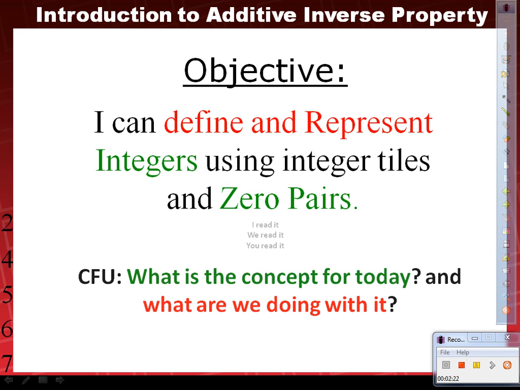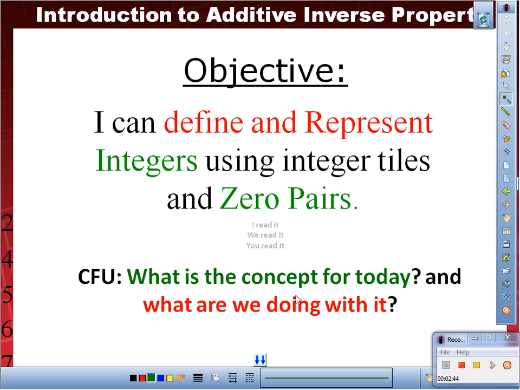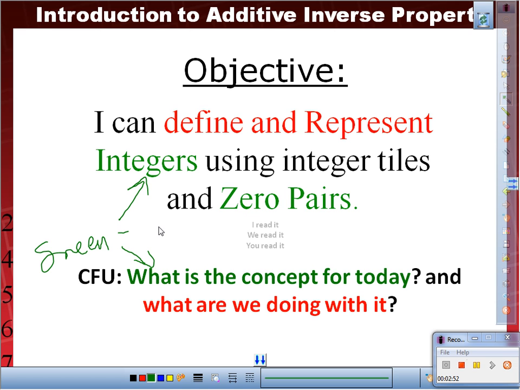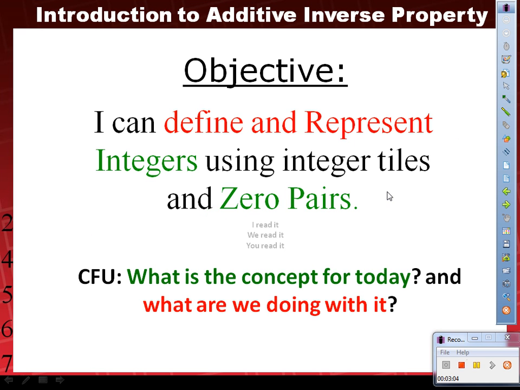Now, for some of you that still haven't figured it out, here it goes. Look up to the screen. What color is this question? Green. Therefore, my concept for today is integers and zero pairs. Does that make sense? And what are we doing with those concepts? We are defining and representing. So copy your objective at the bottom left of your Cornell note, please. Do that right now.